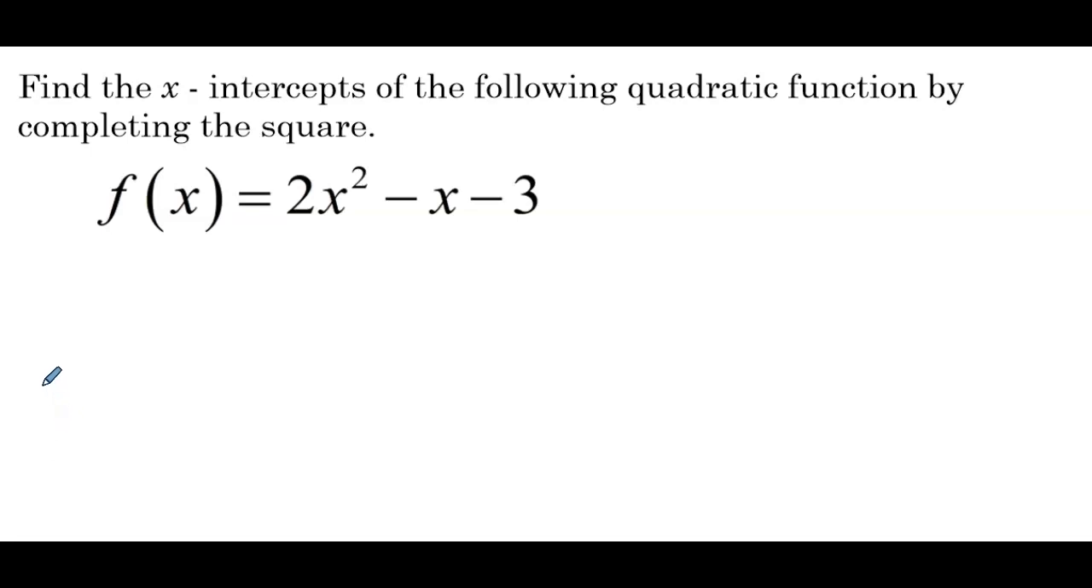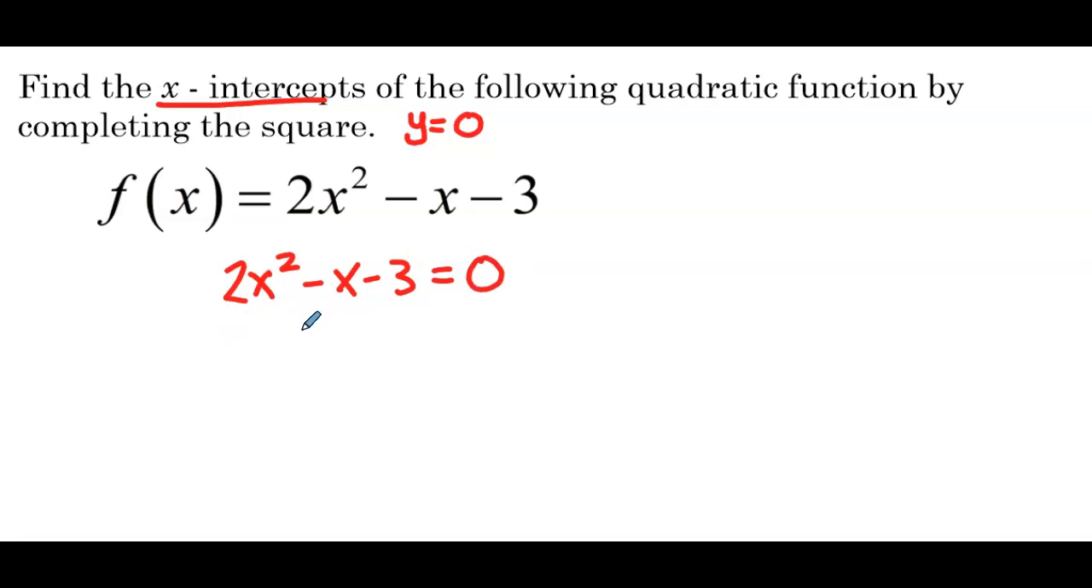Find the x-intercepts of the following quadratic function by completing the square. Okay, so first, this is a reminder of how we find x-intercepts. And that is to set y equal to 0. Now in this case, they use function notation instead of y, so f of x. But they are one and the same. So we're going to start by setting 2x squared minus x minus 3 equal to 0.